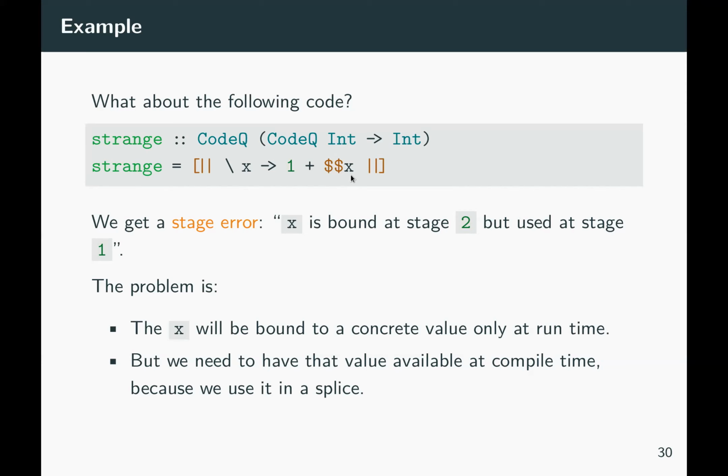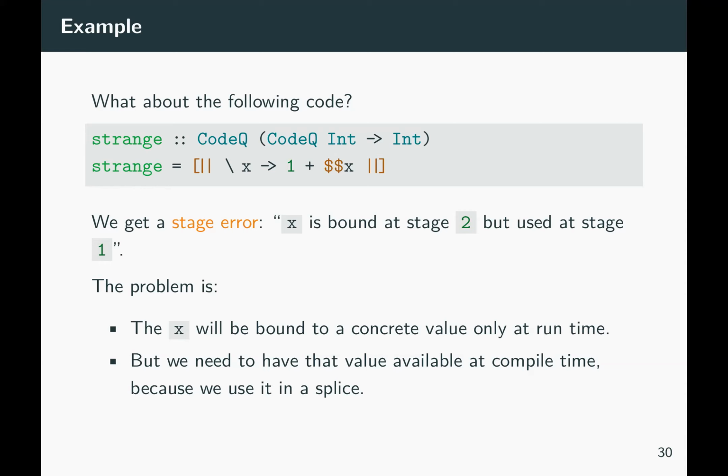And the problem is that basically we would need to know the value of X at compile time already to splice it in there, but we only have it at runtime. Obviously the compiler can't know values during compilation that will only be known at runtime. And that's where these so-called stage restrictions come in. So everything we have done until now always worked out.